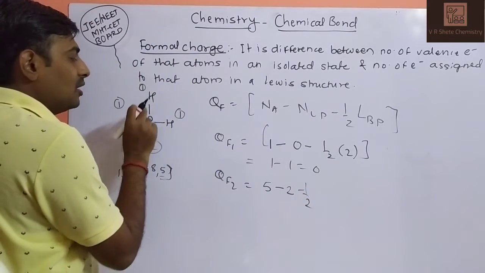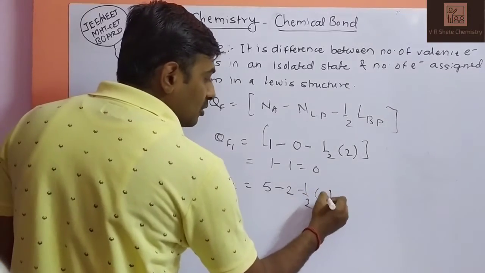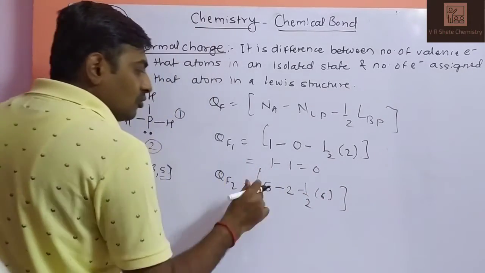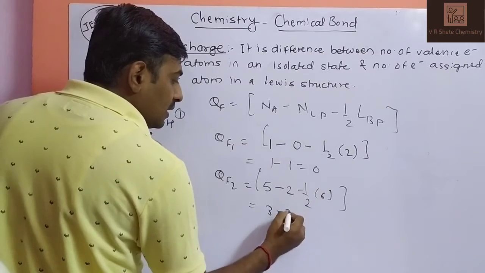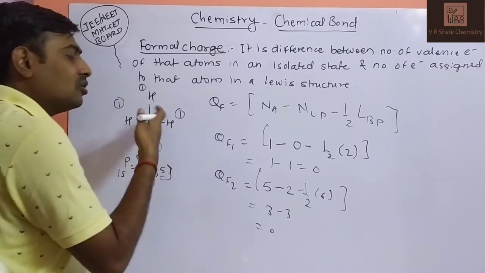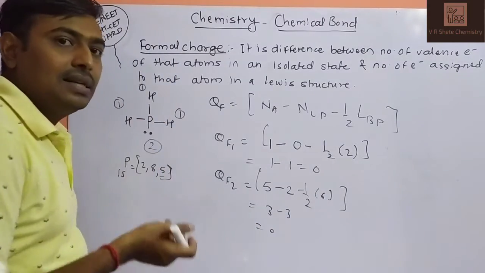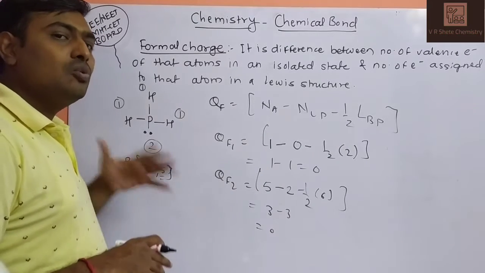How many bonds are there? 1, 2, 3. 3 bonds means how many electrons? 6 electrons are there. So 5 minus 2, 3 minus 3 is equal to 0. So is there any charge on phosphorus? No. So this molecule does not have any positive or negative charge. This is a neutral type of system.